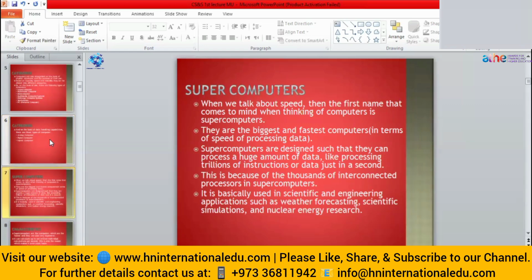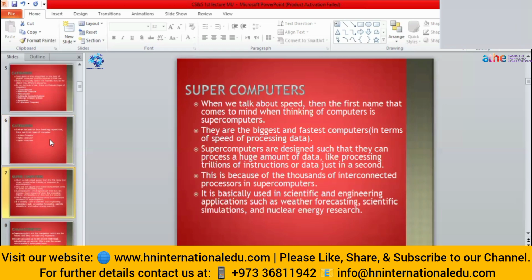So they are designed in such a way that they can hold thousands of processors inside them, so they can process a large amount of data. In other words, we can say that they can execute trillions of instructions in just a second. That's the only reason behind it: they have multiple processors, thousands of processors inside their body.